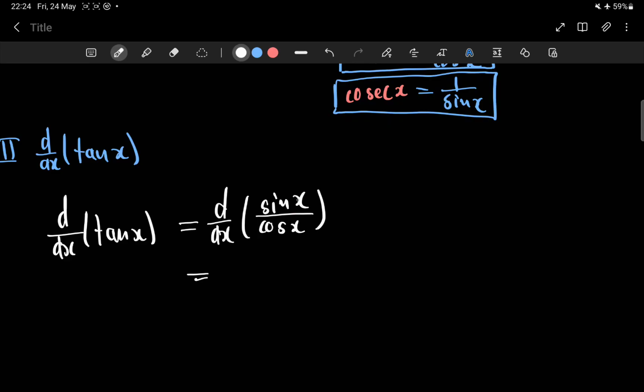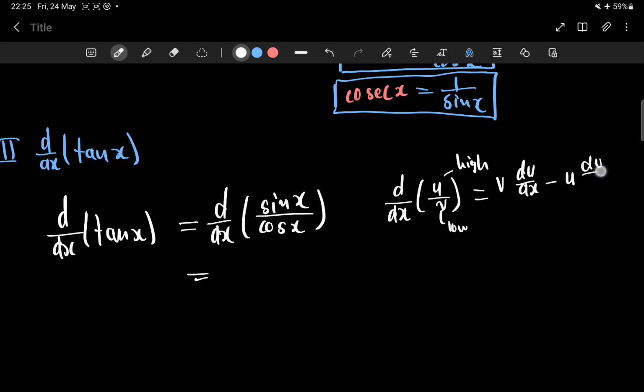we know that when you have the top and the bottom and you want to find the derivative, we say that d dx of u over v. We have a function on the top and a function on the bottom. v is our low, and u is our high. So it's going to be low, which is v, d high, du dx, minus high, u, d low, the derivative of the bottom, dv dx, over square the bottom, so v squared.